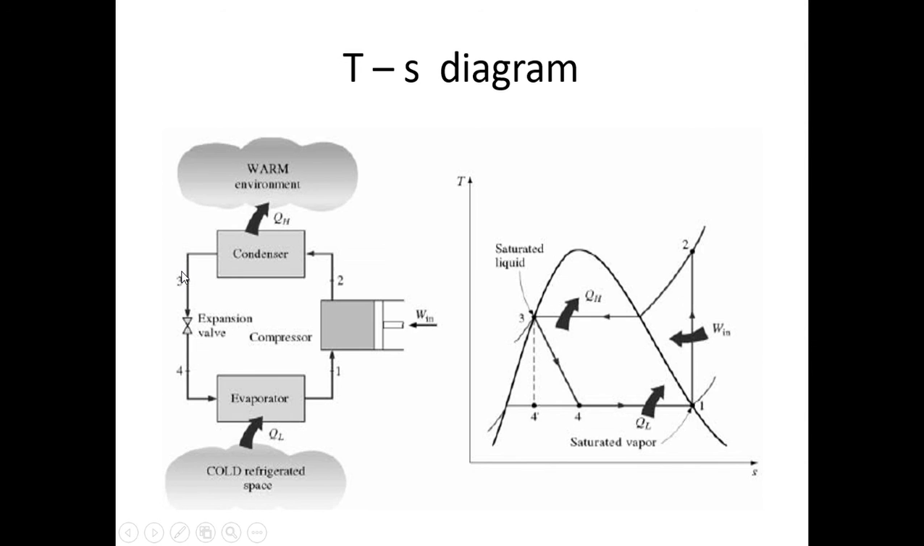Now we have the expansion process. Expansion is a constant enthalpy process. It's not a turbine. A turbine will be a constant entropy process, but in an expansion device it's a constant enthalpy process. Joule-Thomson expansion occurs here. So enthalpy will be constant, whereas entropy is not constant in that case. Entropy slightly increases during the process 3-4. So 3-4 is the expansion in the expansion valve, and the curve is not a vertical straight line, it's a slightly inclined line like this.